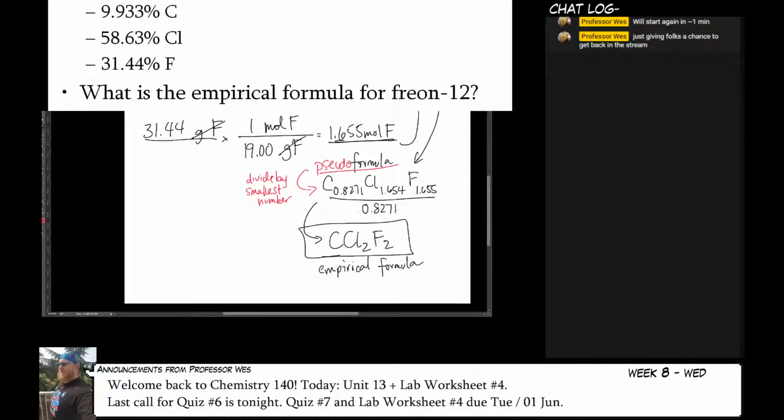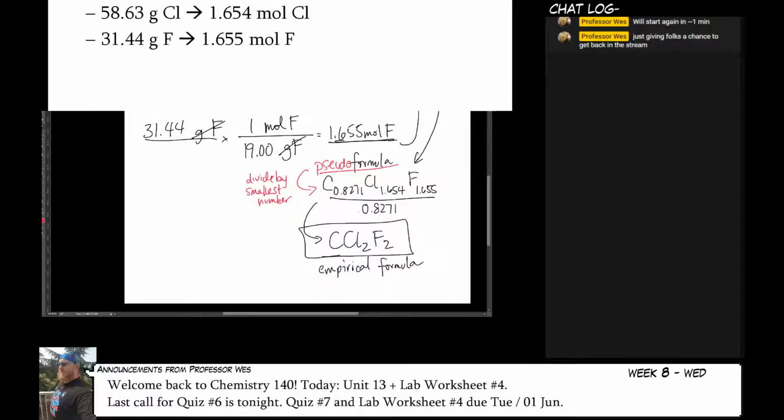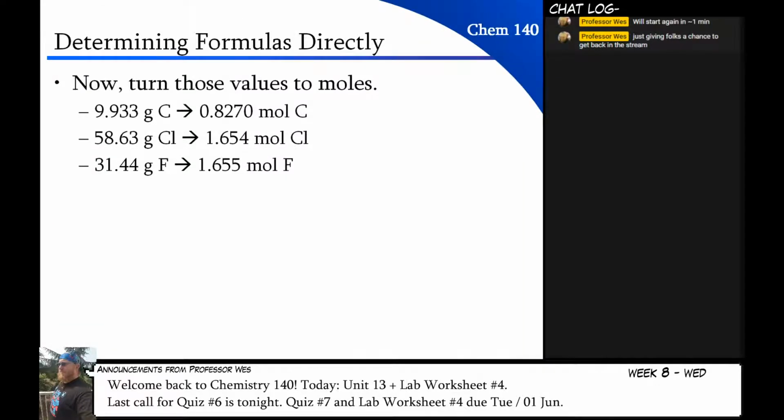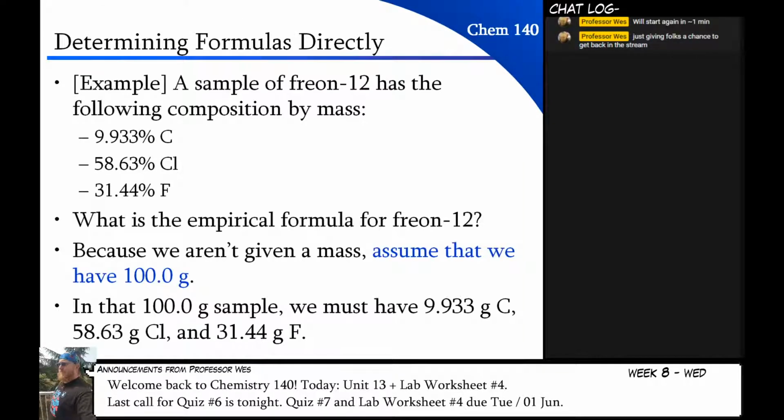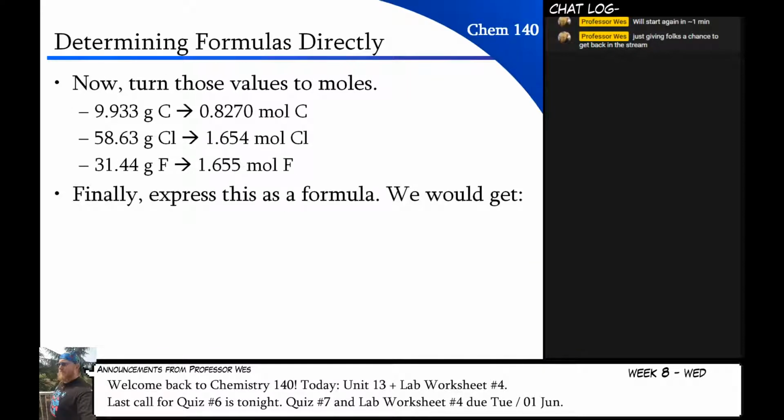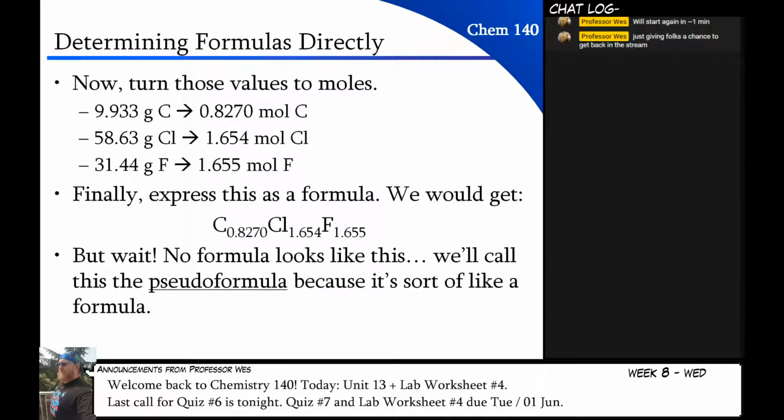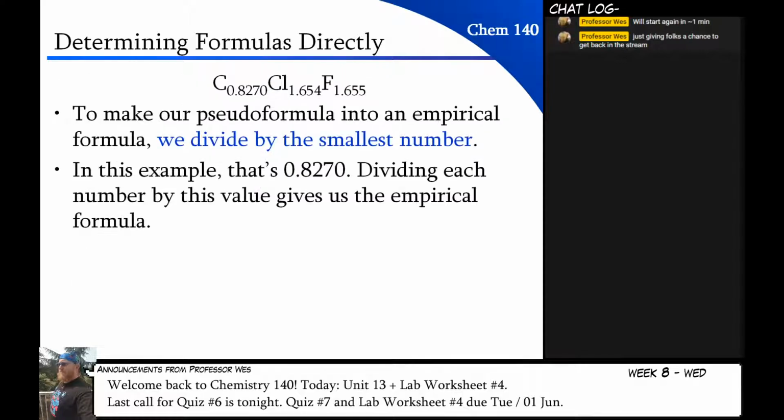There you go. That's all there is to determining an empirical formula. So on these slides, I kind of skipped over some of it. Again, first assume you have 100 grams. There's our samples. We turn those into moles. We then make the formula. This is actually a pseudo formula. We're going to divide by the smallest number, and we get this as our result.